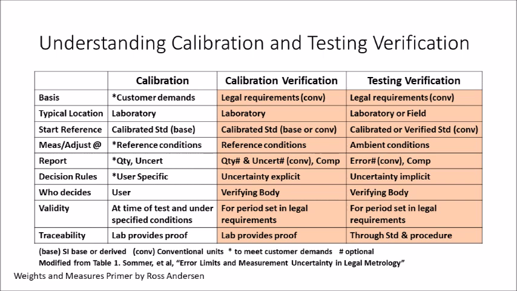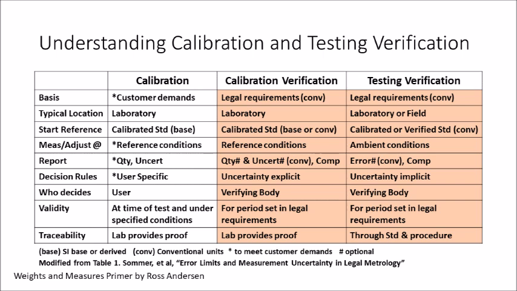Calibration verification is done in the lab. Testing can be done in the lab or the field. We use a calibrated standard in base or conventional units for calibration, but basically it's a calibrated or verified standard in conventional units in testing verification. Reference conditions are for the calibration, but ambient conditions for testing. When it comes to the report, the calibration is usually a quantity and an uncertainty, but that's optional in the case of verification because what's important is the compliance.